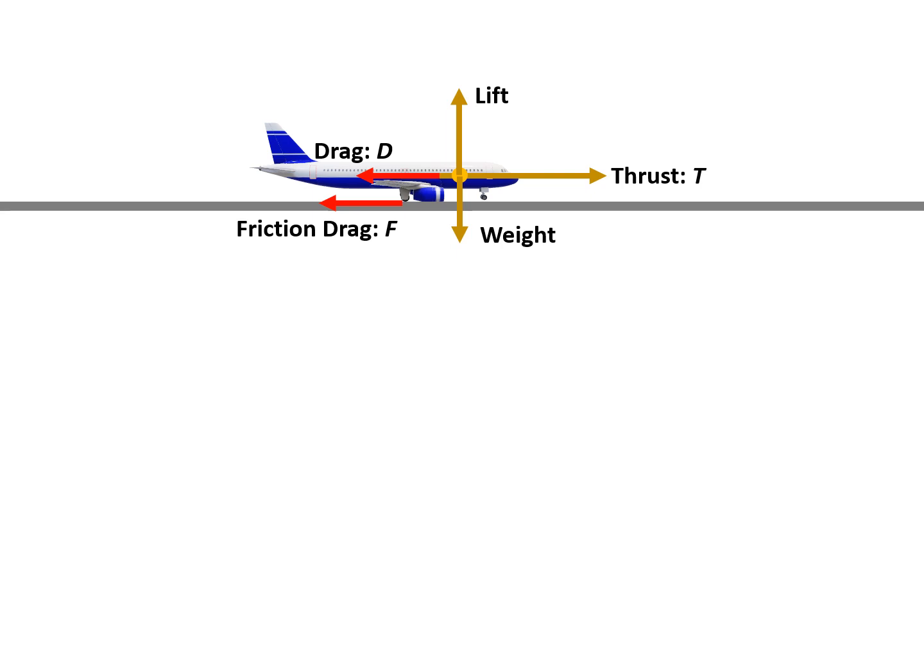On the horizontal direction, we have first of all the thrust produced by the engines, and on the other hand, we have the drag. Also, because our carriage is still on the ground, there's friction drag, which we denote F. According to Newton's law, we can write down the governing equation: m times acceleration, dV over dt, equals thrust minus the drag and friction.